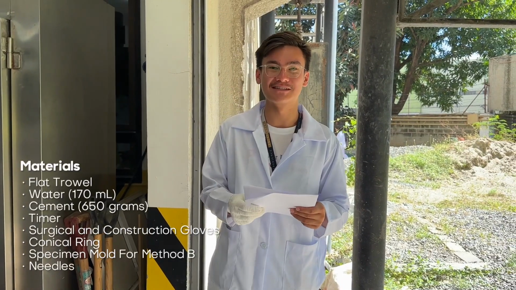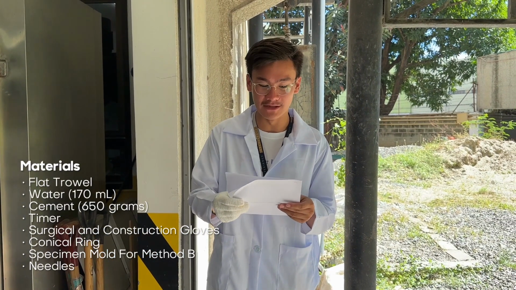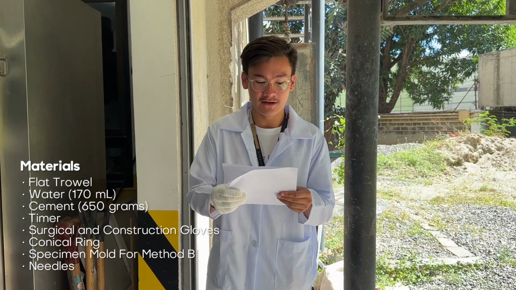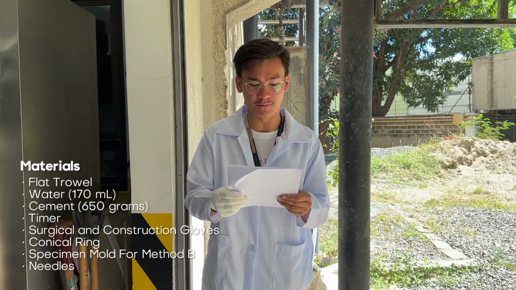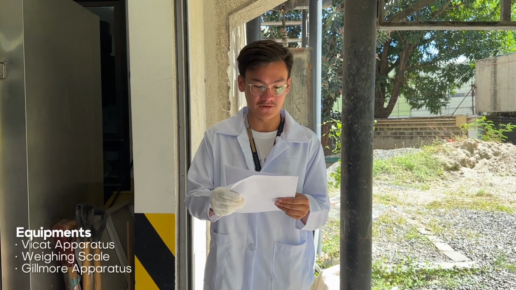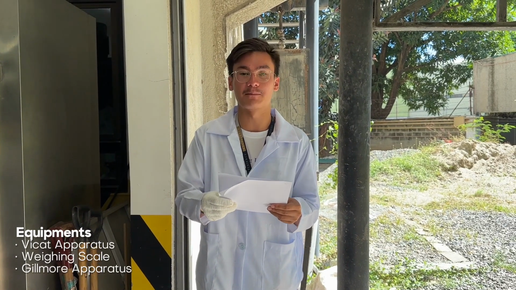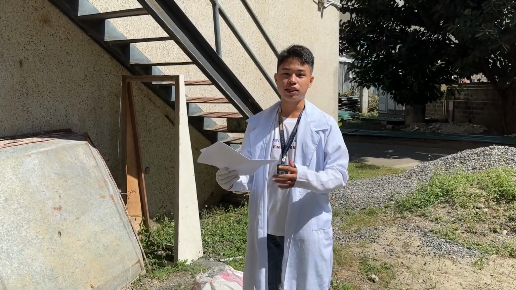For our materials for this experiment, we're going to use a flat trowel, water, cement, timer, surgical and construction gloves, conical ring, specimen mold for method B, and needles. Next is the equipment for this experiment. We're going to use the Vicat apparatus, weighing scale, and Gilmore apparatus. Now, we shall proceed with the experiment.